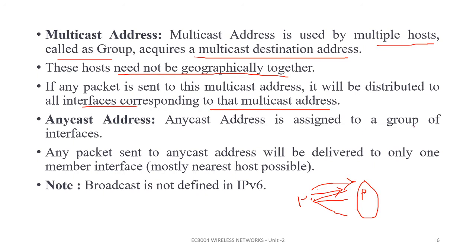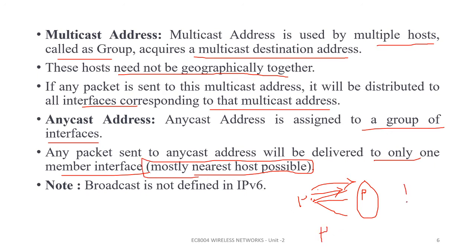An anycast address is assigned to a group of interfaces. Any packet sent to an anycast address will be delivered to any one member interface, most likely the nearest host. For example, if 1, 2 and 3 are there, from any of them we can communicate with the others. That is anycast.